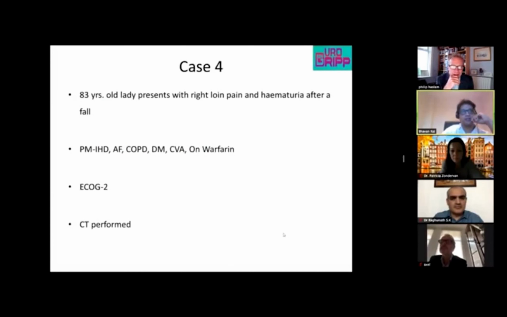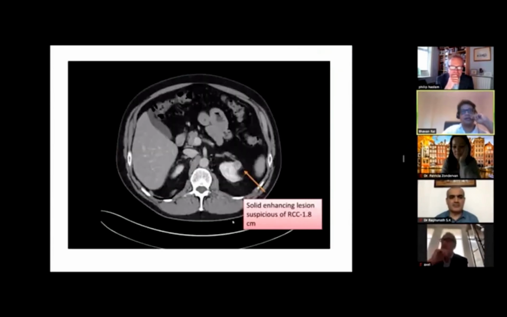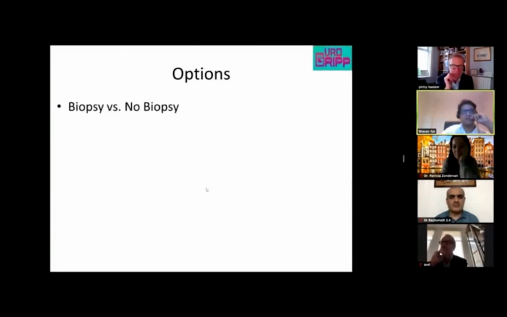This is an 83-year-old lady who presents, again, with some loin pain and hematuria after a fall. She is not very fit. Apart from all the comorbidities outlined above, she's also on warfarin, and has a performance status of 2. She had a CT done because of the fall, to see if there's any sinister cause for bleeding or anything that requires being imminently addressed. And again, a similar mass was found. In this situation, would anybody biopsy her?